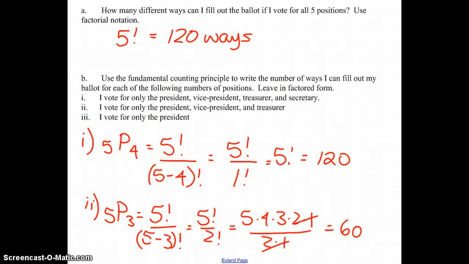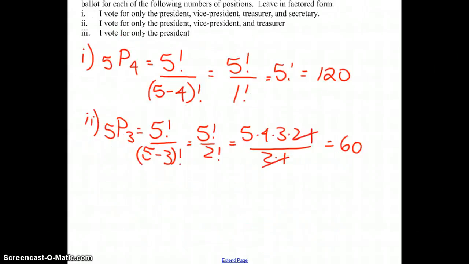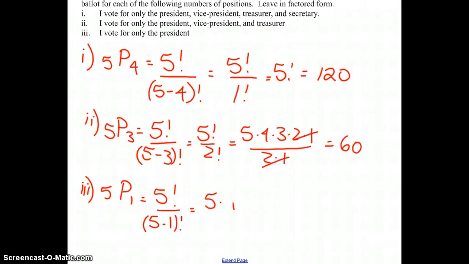Then part 3, we're only going to vote for the president. So there are going to be 5 people for how many positions? 1. So 5 factorial over 5 minus 1 factorial, which is 5, 4, 3, 2, 1, over 4 factorial. So those will cancel, and you'll be left with 5 different ways.